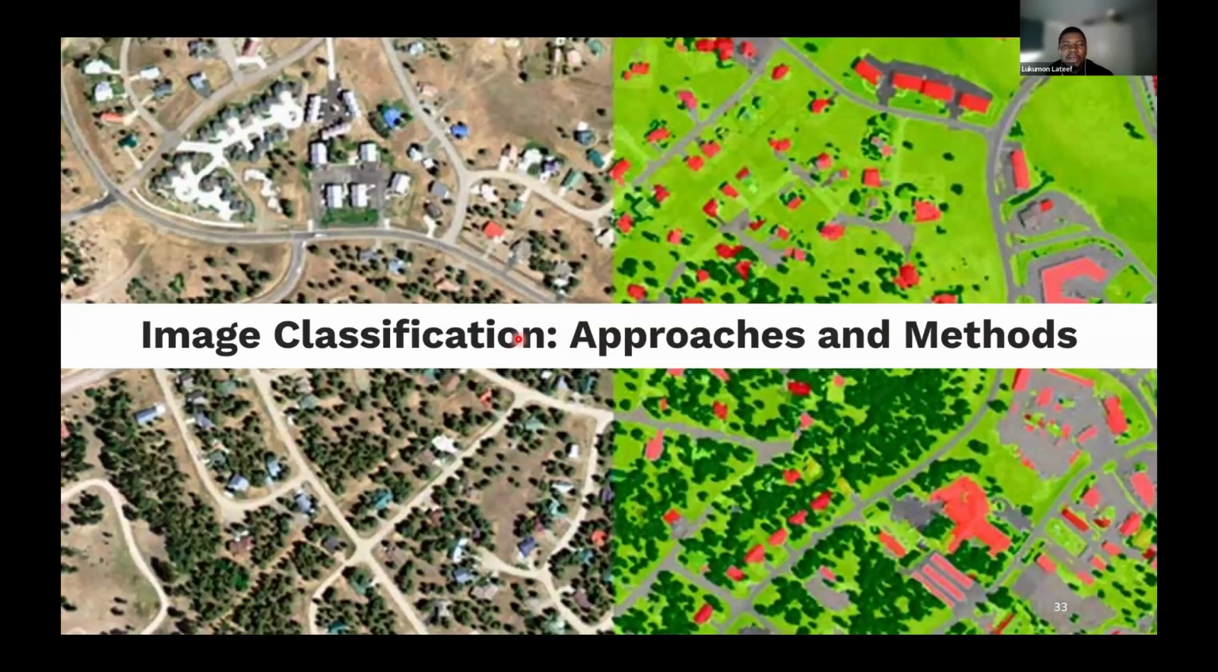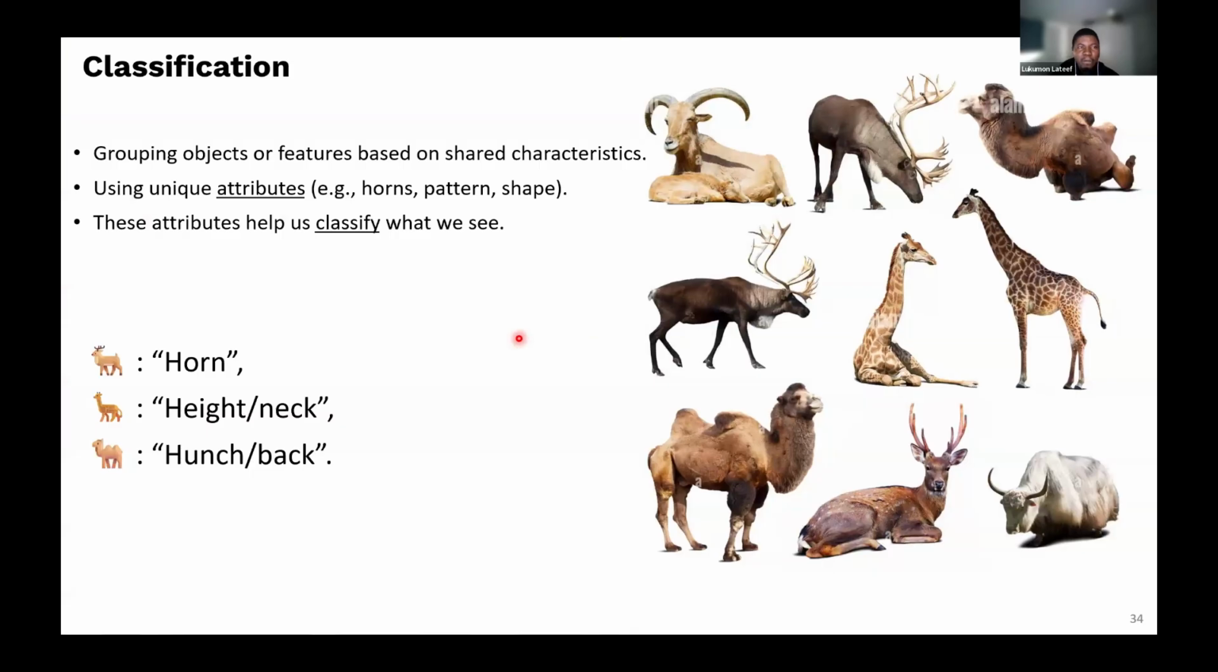So now we are going to the final part where we're going to see the methods or approach that we can use to classify images and identify features on an image. So classification in simple terms is that we are trying to group objects based on similar properties or attributes.